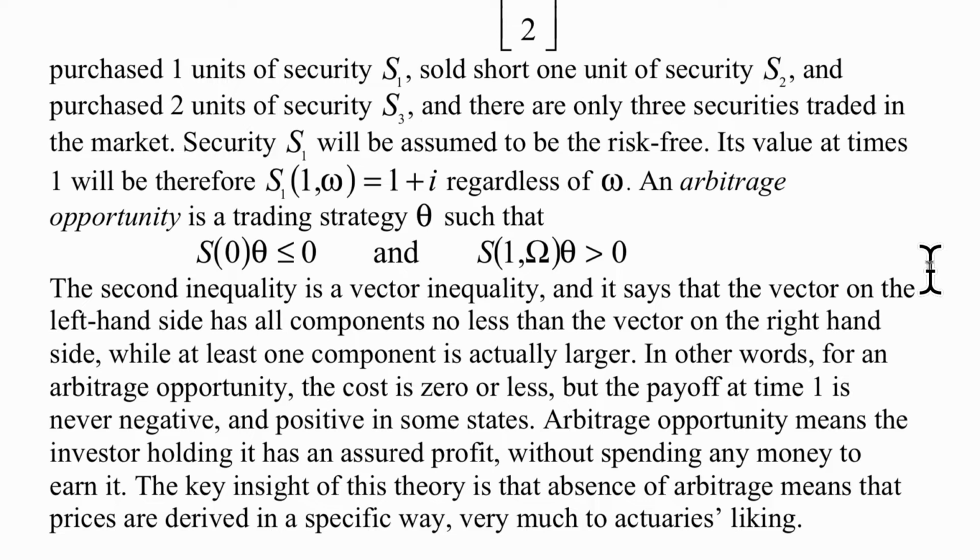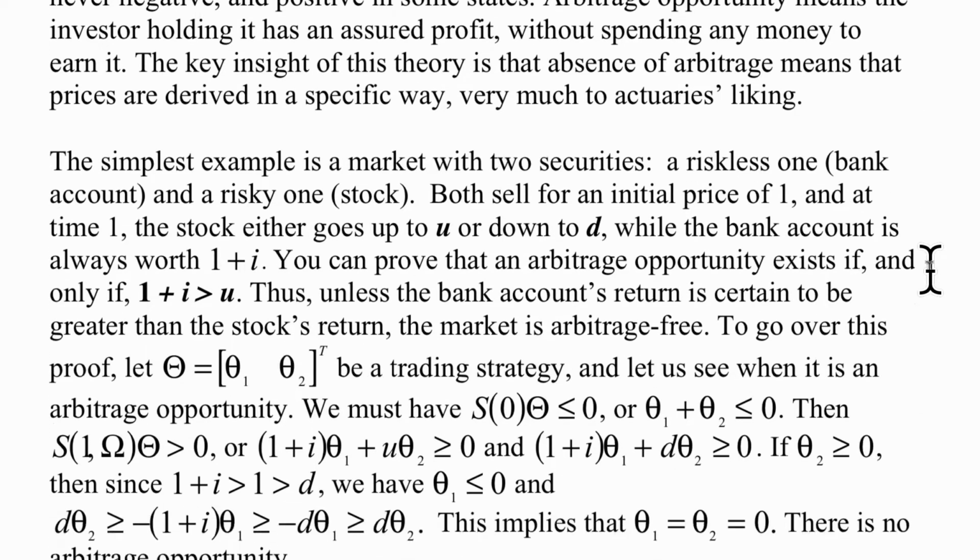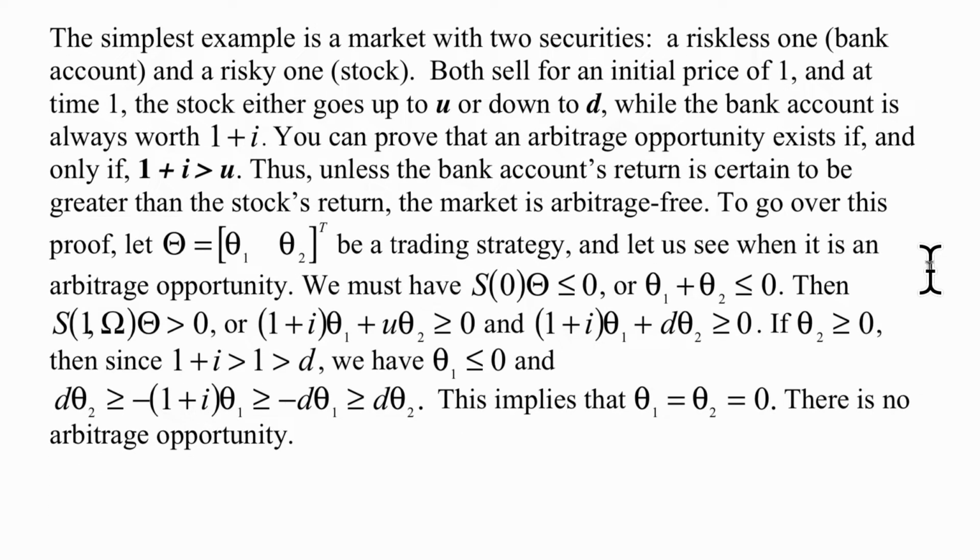The key insight of this theory is that absence of arbitrage means that prices are derived in a specific way, very much to actuaries' liking, because they will be calculated as expected present values under a certain measure. So they will look like actuarial present values. So the simplest market is a market with two securities. A riskless one, say bank account or risk-free security of some type, and a risky one, stock. Both sell for an initial price of 1, although that's just scaling. So you can set some other price, but we'll just scale it to 1.